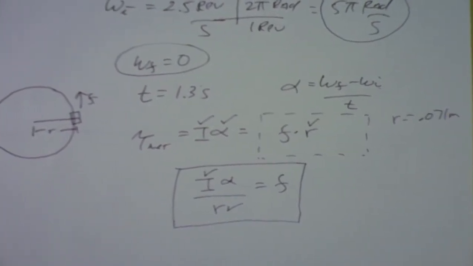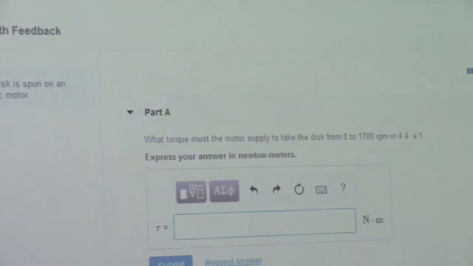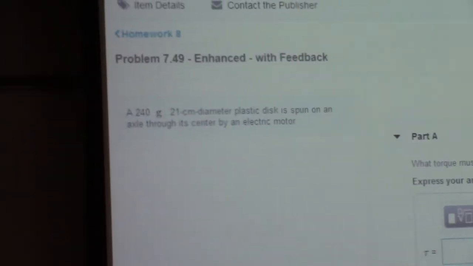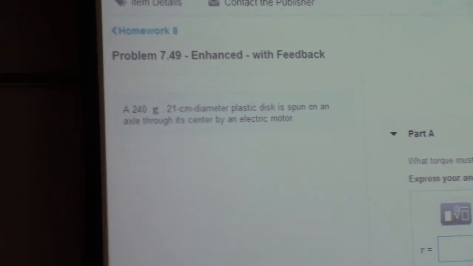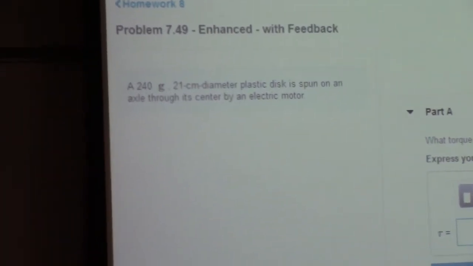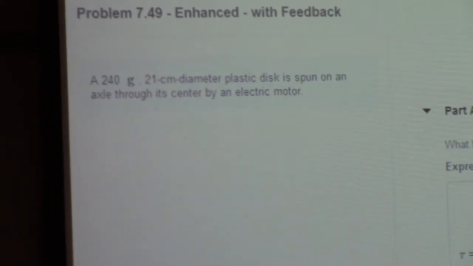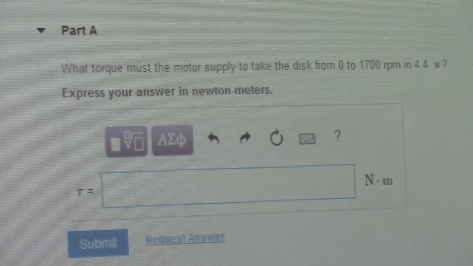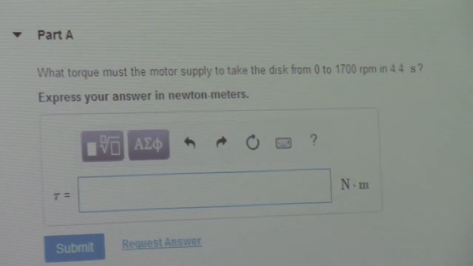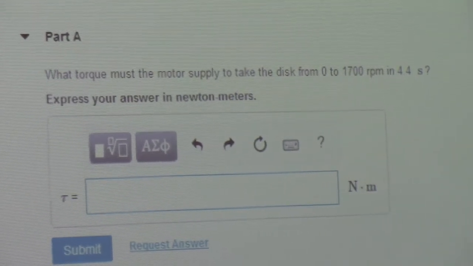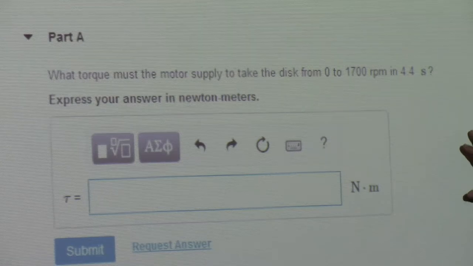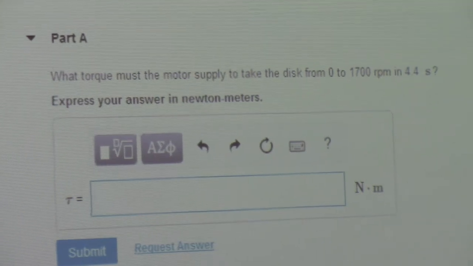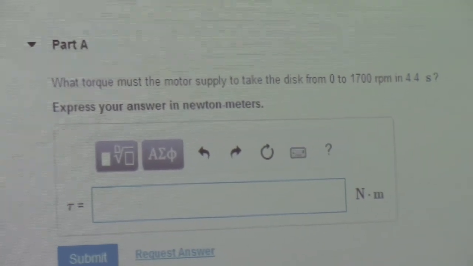Let me just say a couple of things about the last two without actually working them out. So this one, we have a 240 gram, 21 centimeter diameter plastic disc spun on an axle through its center by an electric motor. And then what torque must the motor supply to go from 0 to 1700 RPMs in 4.4 seconds? So what is the net torque for this one? From all this beginning information here, well, let me just put it on a piece of paper. There's a couple of things we're going to have to do for this one.